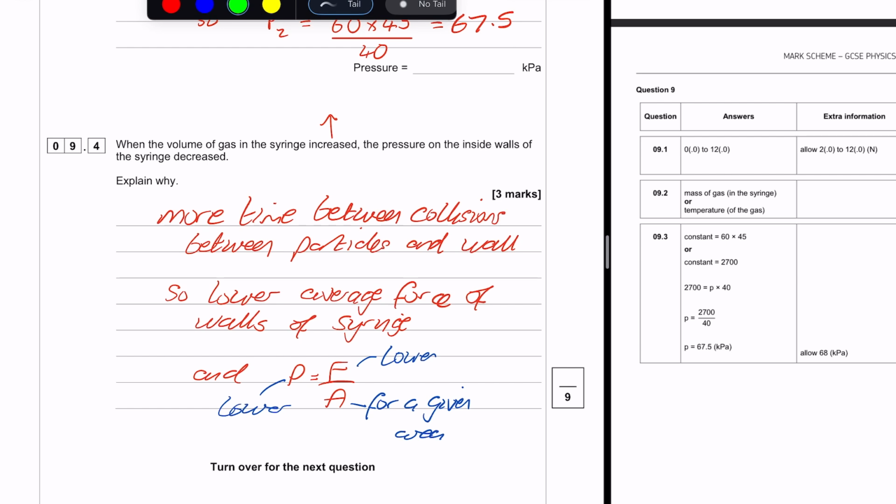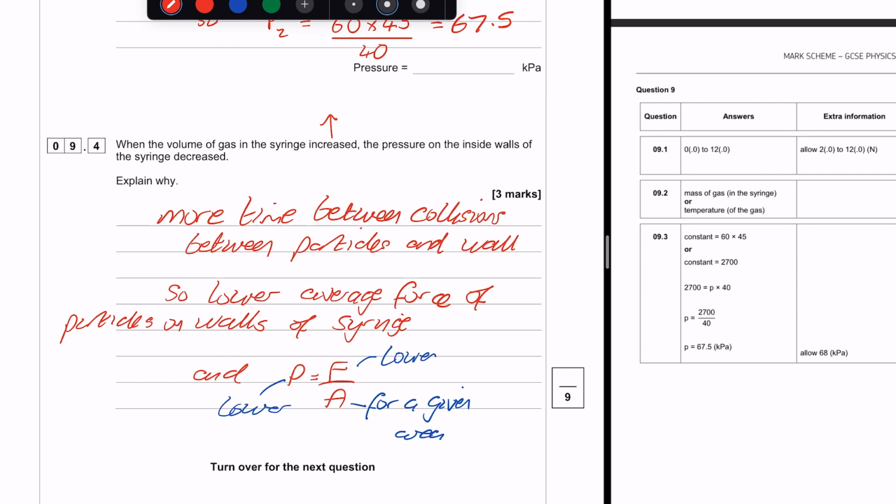So they're going to be the same temperature, so they're going to be travelling at the same speed. Remember, the average kinetic energy is going to be equal to the temperature. So they're going to be going at the same speed, but if they've got further to travel to hit the walls, there's going to be more time between collisions. That's then going to lower the average force of the particles on the walls of the syringe, is what I should have written.